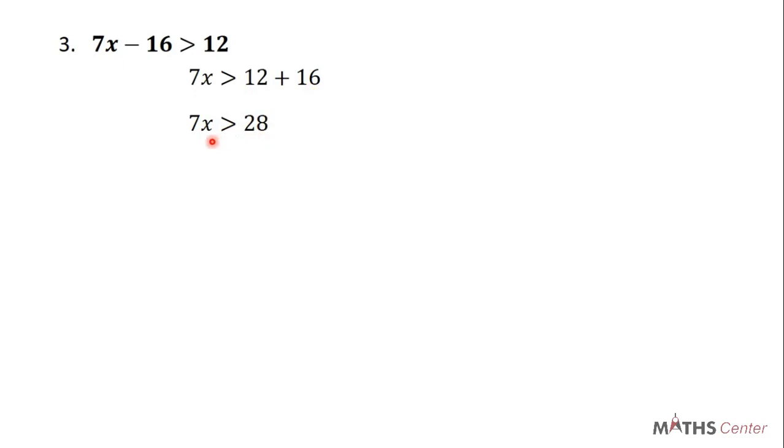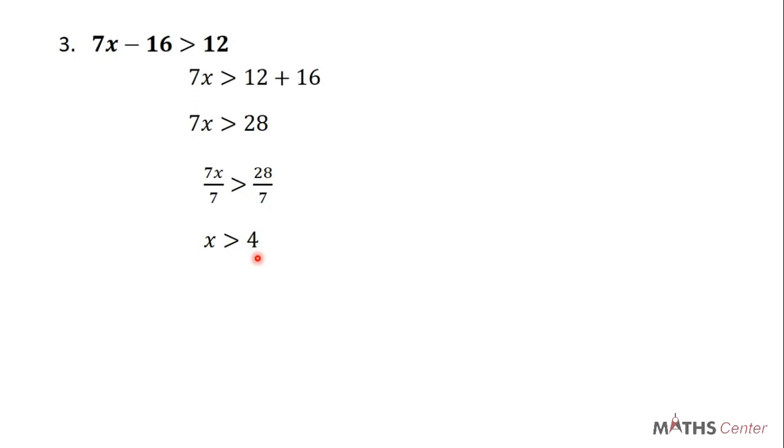When you get to this level, you divide through by the number attached to the variable. So here we are going to divide through by the number attached to x, which is 7. We divide both sides by 7, so 7x divided by 7, 28 divided by 7. 7 will cancel 7, you will get x. 28 divided by 7 will give us 4.